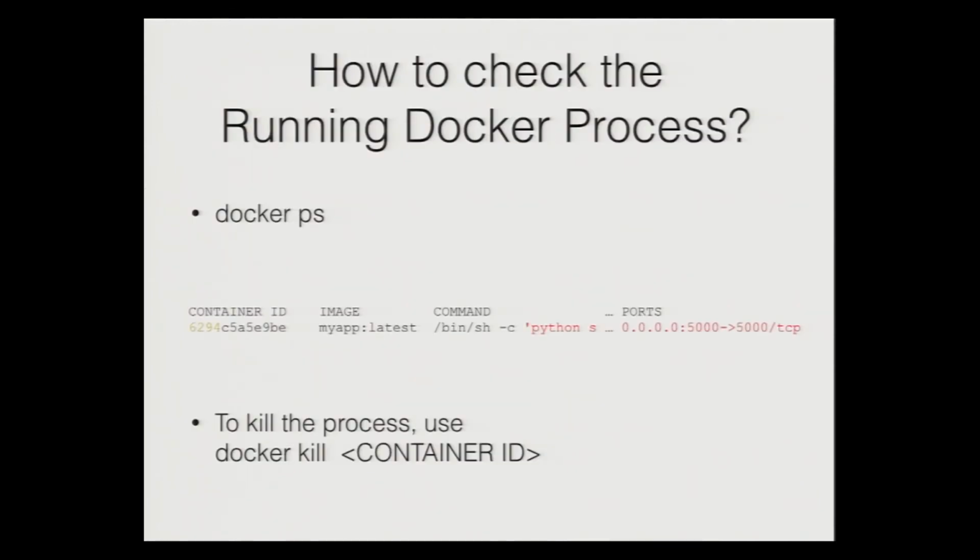After running a Docker process, we can use the Docker PS to check, just like the PS in your Linux environment. We can use the Docker PS to check how many Docker processes are running now. And to kill this process, we simply use the Docker kill and append the container ID, and the process will be killed.